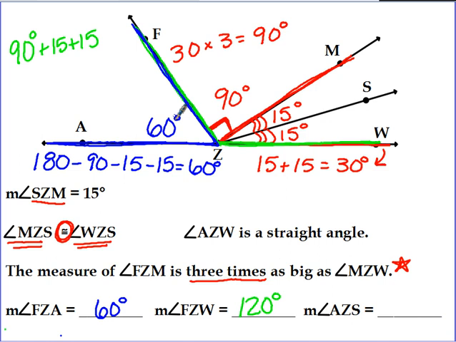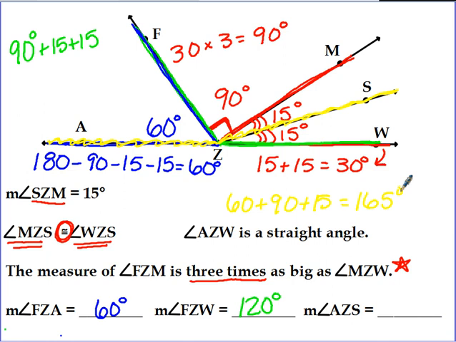And finally, AZS. Let's use yellow. AZS. It's going to be that big angle there. So I'm going to add all of those together. So 60 plus 90 plus 15 gives me 165 degrees.